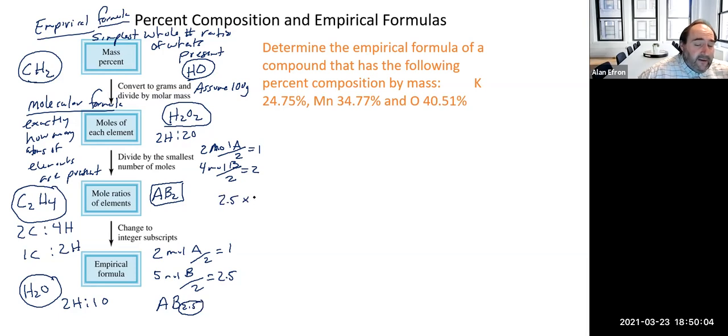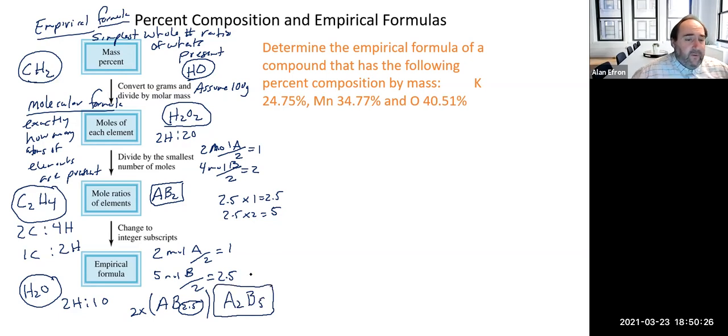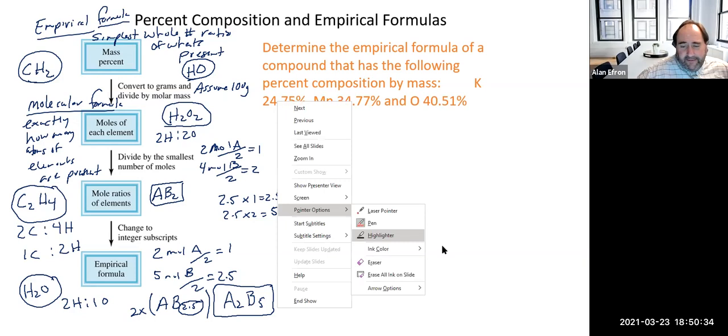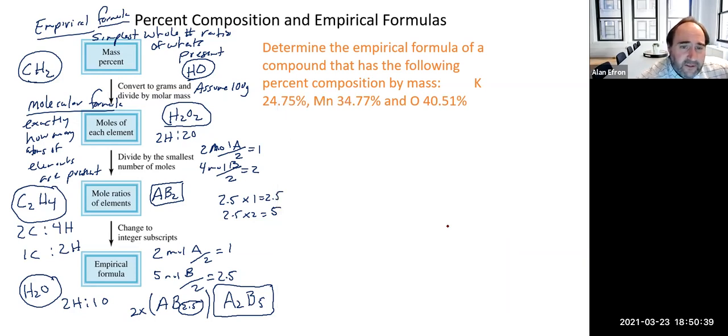So if I take 2.5 times 1, that is 2.5. Take 2.5 times 2, that is 5. That means I should multiply this entire thing by 2. Not just the B, but the A as well. And that would give me A2B5, all whole numbers, and that would be the correct empirical formula. So sometimes you're not lucky and you don't hit perfect whole numbers. So sometimes you do have to figure out a conversion factor to do that.